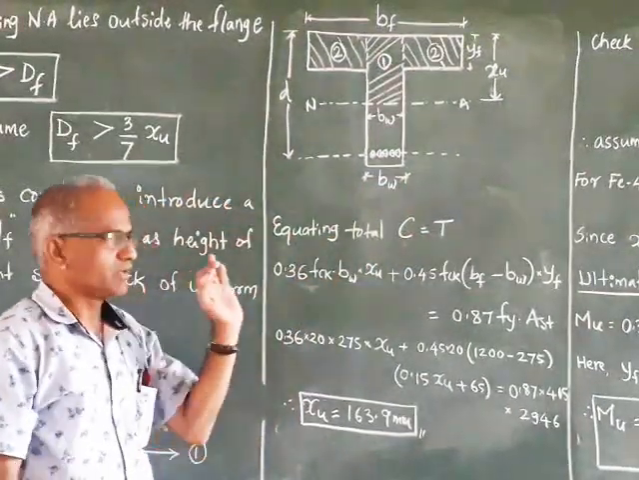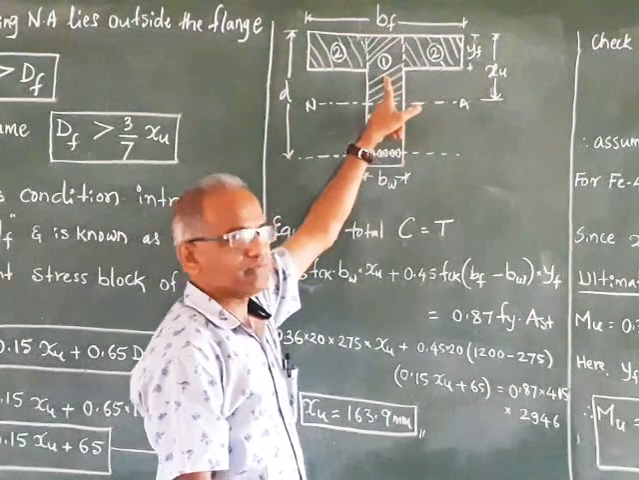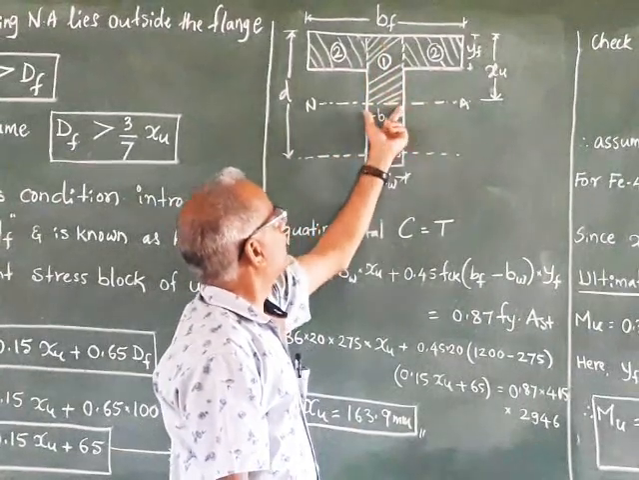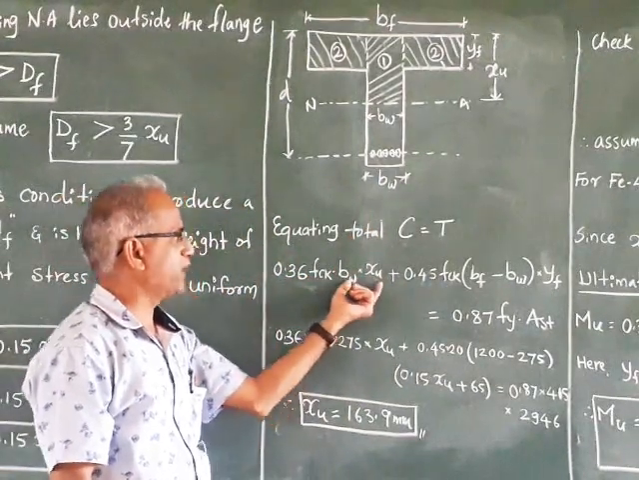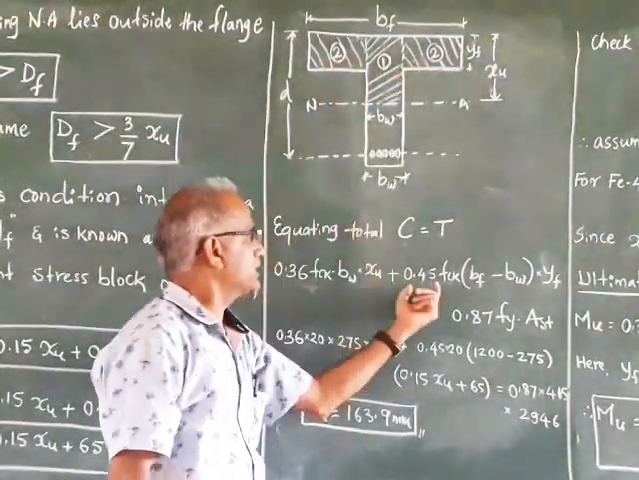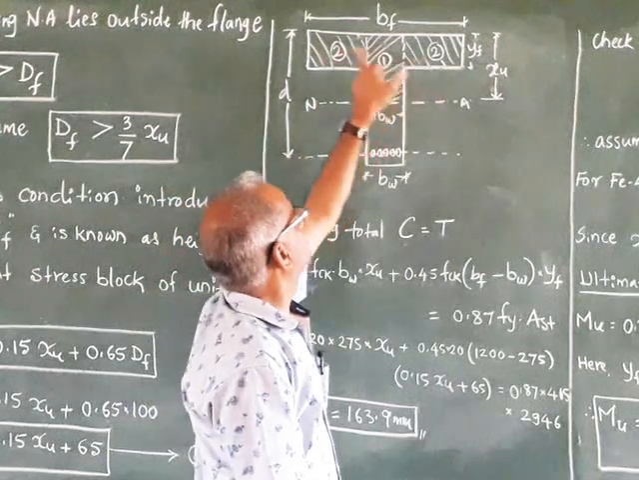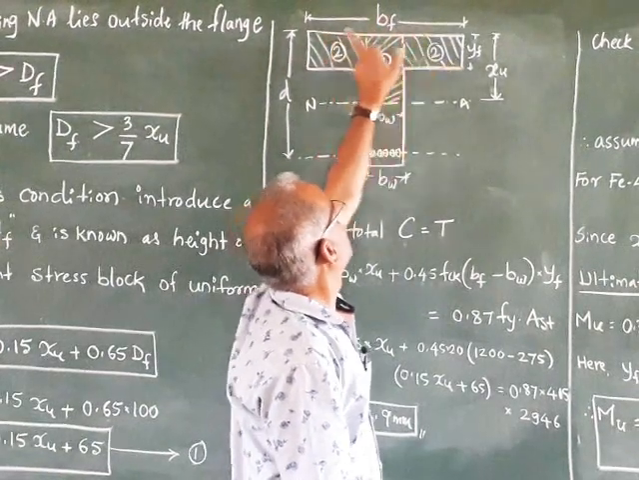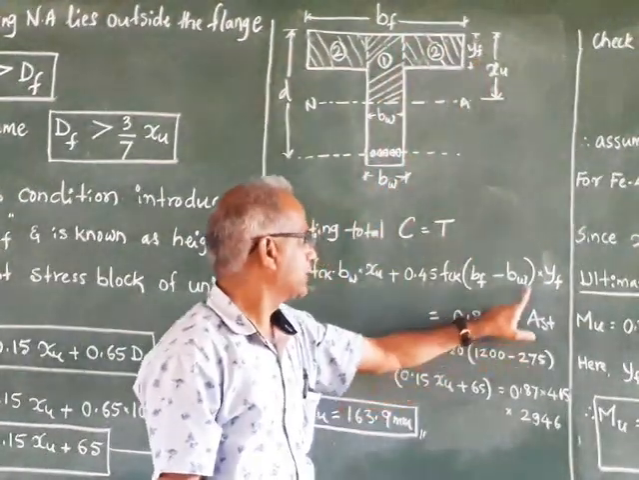Now as usual, minor changes we are going to observe here. So 0.36 FCK. For this rectangle 1, what is the stress? 0.36 FCK will be the stress, and the area of this rectangle 1 is BW into X. Plus, stress in these two rectangles is 0.45 FCK, and area of these two rectangles: this is BF, so BF minus BW, this you have to remove, will be the length, and what is the height? Height will be YF.